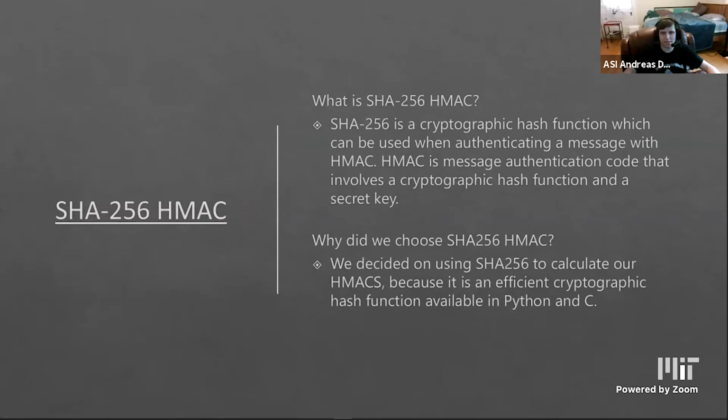SHA-256 HMAC is what we use for our hashing, and it's a cryptographic hash function, which is used for authentication of a message. And what we do is we take a hash of the message we are sending and append it to the frame. And we chose it because it calculates an HMAC hash very efficiently, and it's faster than other versions.